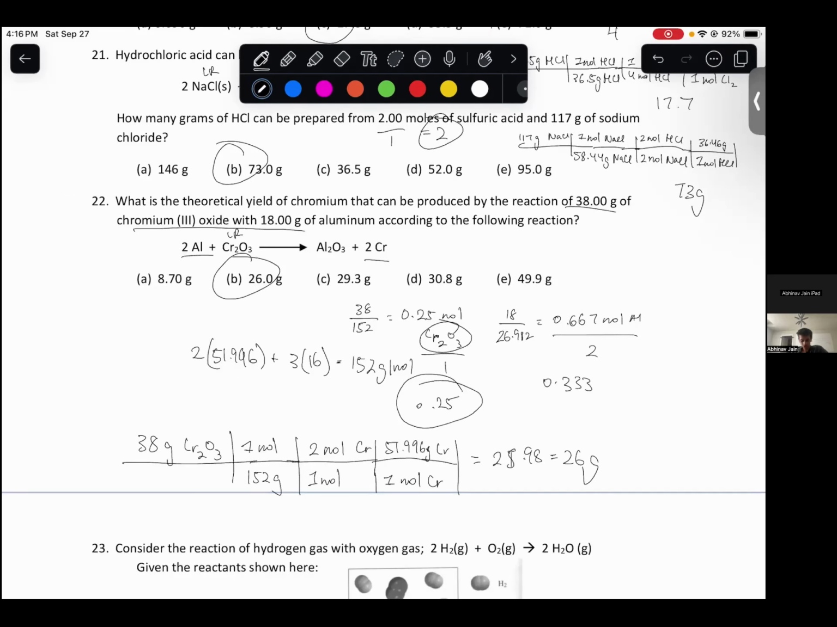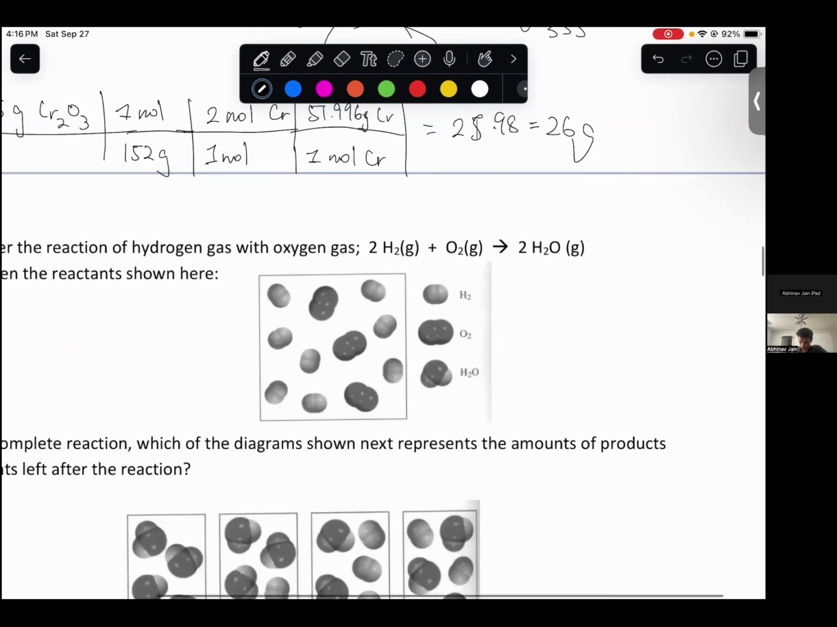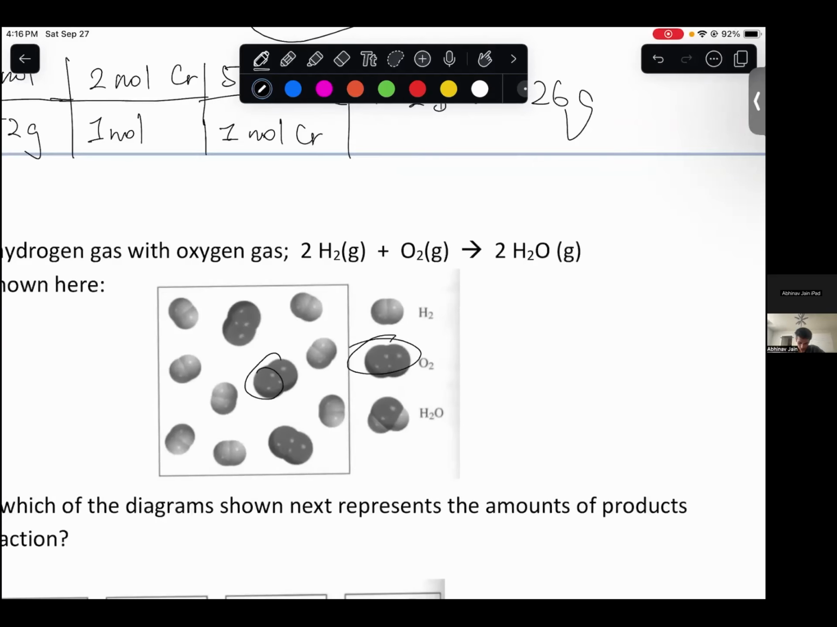Moving on to number 23, consider the following reaction of hydrogen gas with oxygen gas. It's an incomplete reaction. Which of the following diagrams represents the amount of products and reactants left over after the reaction? So this is a limiting reactant kind of problem. O2 is represented by these dark circles, hydrogen gas by these light circles. Let's find the limiting reactant. By just calculating the number of moles, we can represent each one of these molecules as a number of moles. So you have 3 moles of O2, and we have 1, 2, 3, 4, 5, 6, 7, 8 moles of H2. So 8 moles of H2 and 3 moles O2.